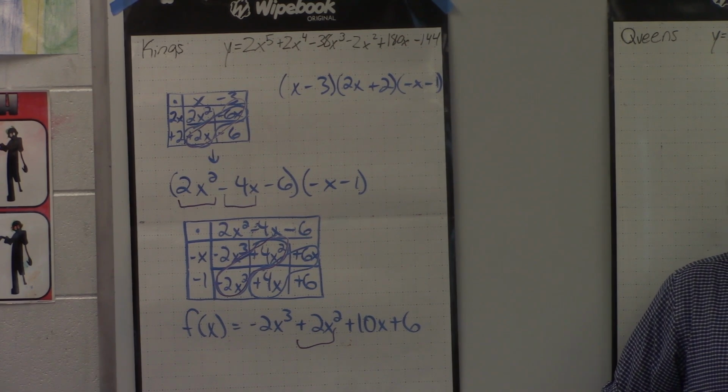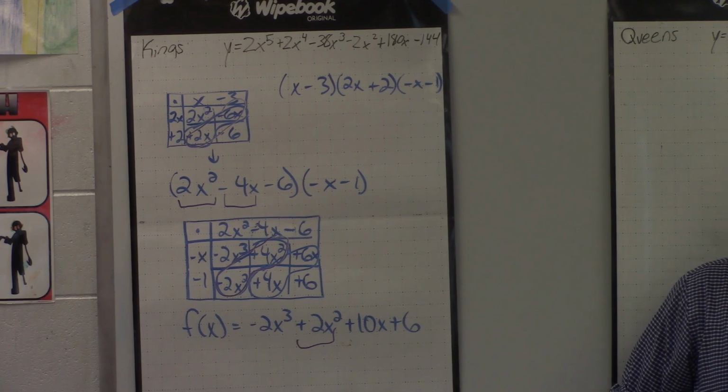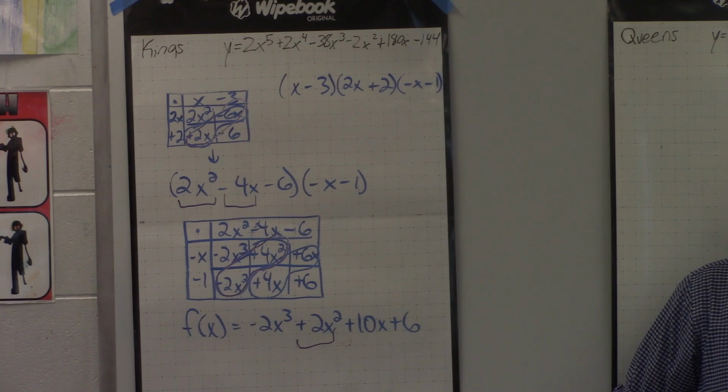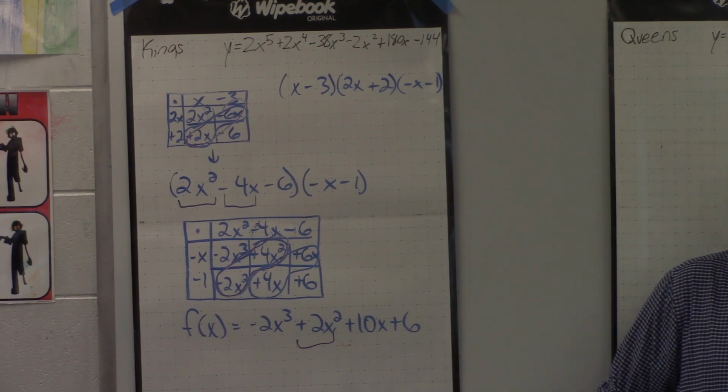Oh, I see. Like the plus 6x and the plus 4x. You add that, and that's how you got 10x, right? Yes. Now for the 6, since that's just plain, you put the 6 right there, right? Right. But where did 2x squared come from again? Like the 4x squared, what's 4 minus 2? It's 2. Okay.